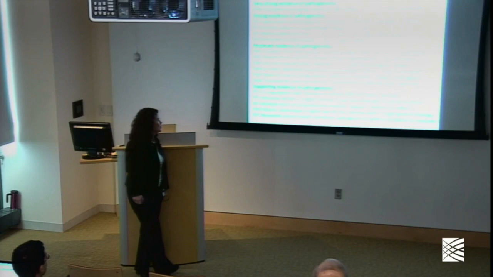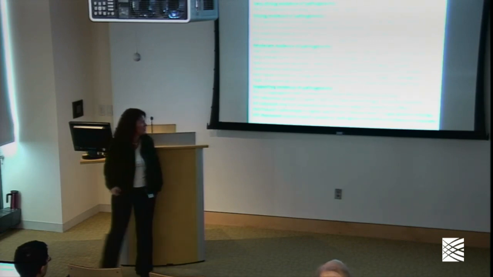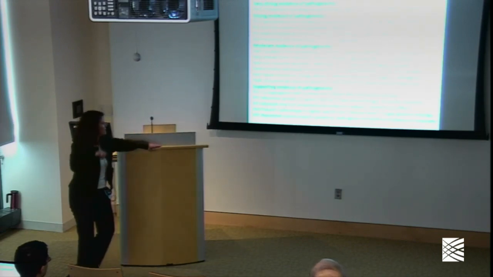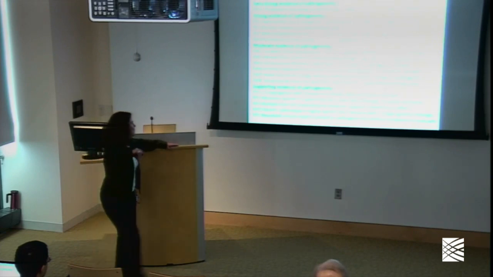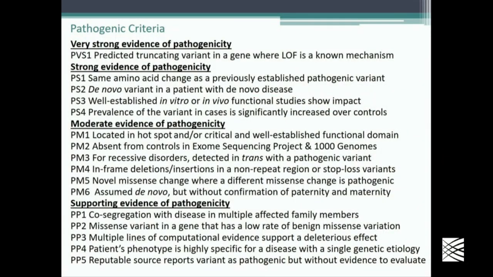Co-segregation with disease in multiple affected families. We're going to talk a little bit more about segregation and the quantification of it later. Missense variant in a gene that has a low rate of benign missense variation. None of these down here are really strong pieces of evidence, but they provide some support. Patient's phenotype is highly specific for a disease with a single genetic etiology. Multiple lines of computational evidence, although these are things like PolyPhen, CADD, et cetera, that support.